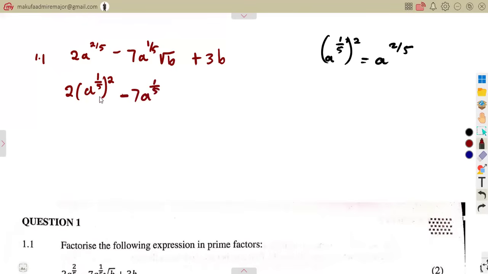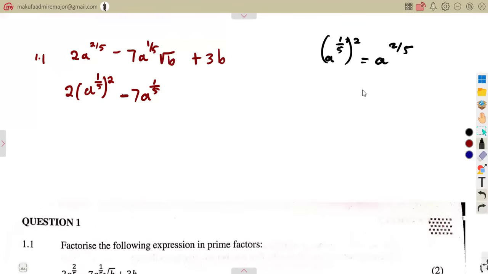We have written the a to the exponent of 2 over 5 that we had in a similar way as a to the exponent of 1 over 5. But look, it is being raised to the exponent of 2. It's a quadratic expression, which is just being disguised. They're disguising that quadratic expression in the same manner with the square root of b and the b there.